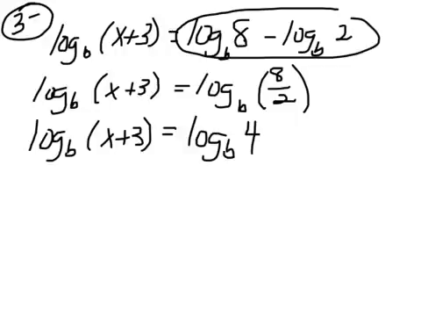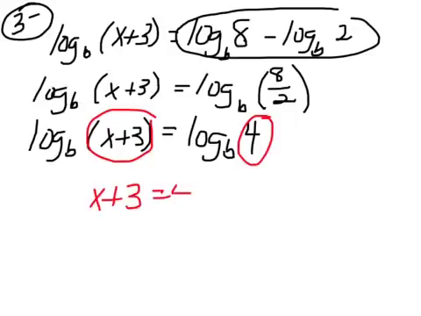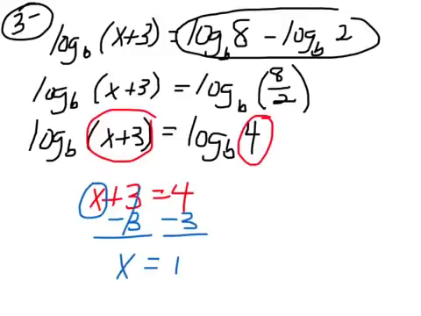Okay, so I've got 2 things that are equal. I've got a log base b on both sides, and if you look here, the x plus 3 and the 4, they match up, don't they? Well, that must mean that x plus 3 is equal to 4. So if we want to find out what x is, we can. All I've got to do is subtract 3 from both sides, and I get x equals 1. So my solution here is 1.